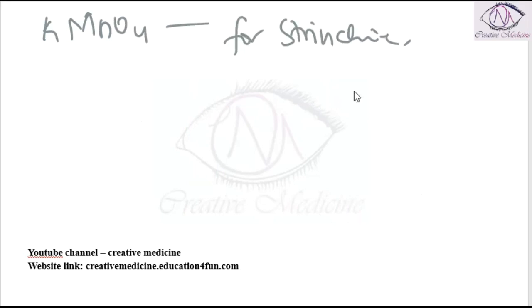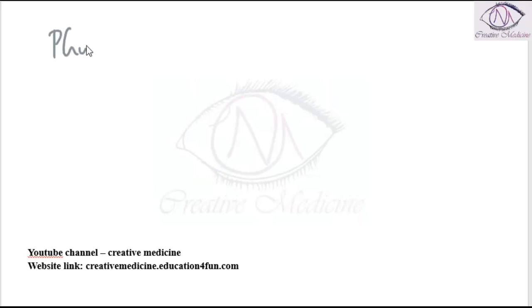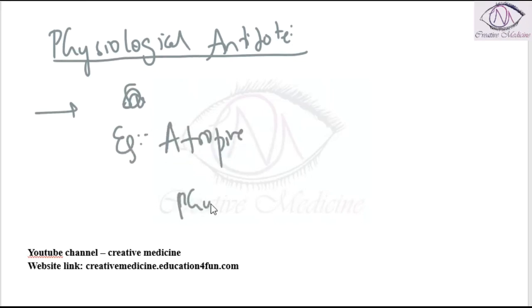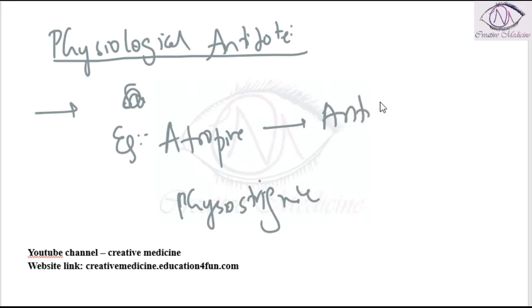Third, physiological or pharmacological antidotes. Physiological and pharmacological antidotes act at tissue levels and produce symptoms, and these symptoms are actually opposite to those of the poison. For example, atropine and physostigmine are true physiological antidotes. Atropine is an anticholinergic. Physostigmine is a cholinesterase inhibitor. So both of these have opposite actions.